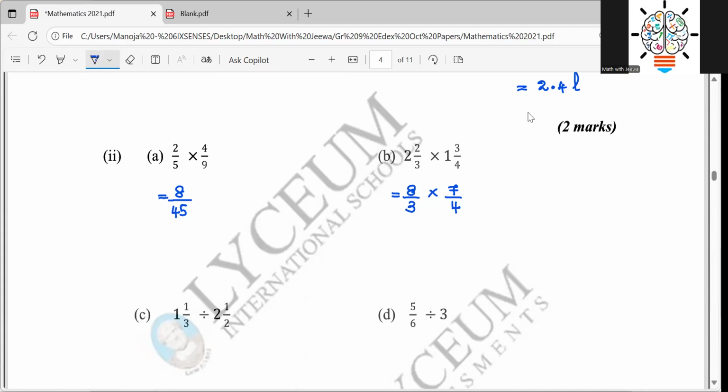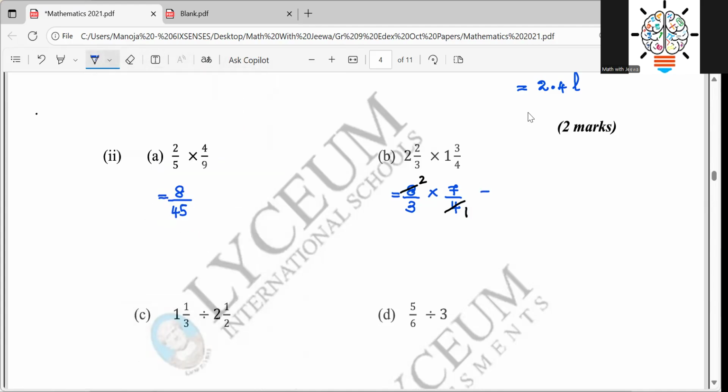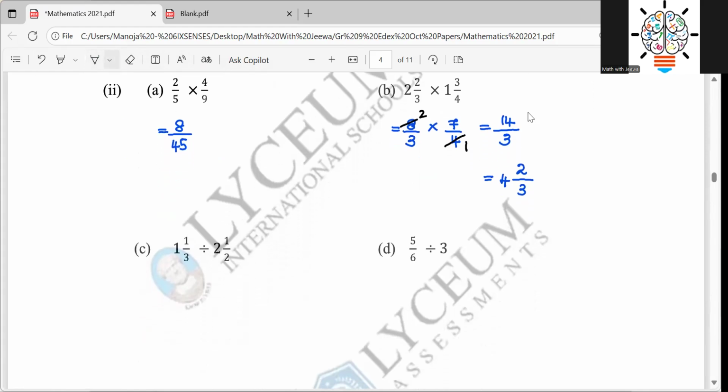So then I'll see whether I can simplify this. Yes, I can. How? 4 times 1 and 4 times 2. So then what I do, I multiply them together. 2 times 7, 14, and 3 times 1, 3. And you know how to convert this into a mixed number. 3 times 4, 12, and 2 over 3. 4, 2 over 3. So then we will move to the next one.